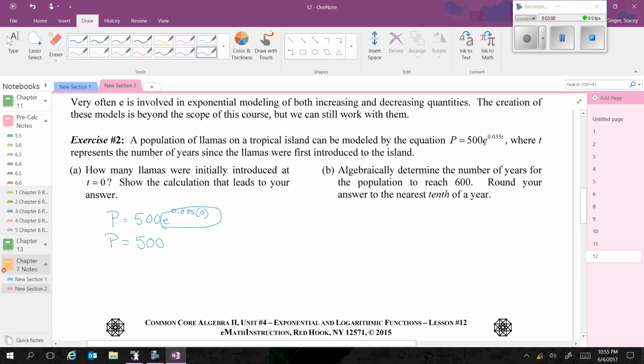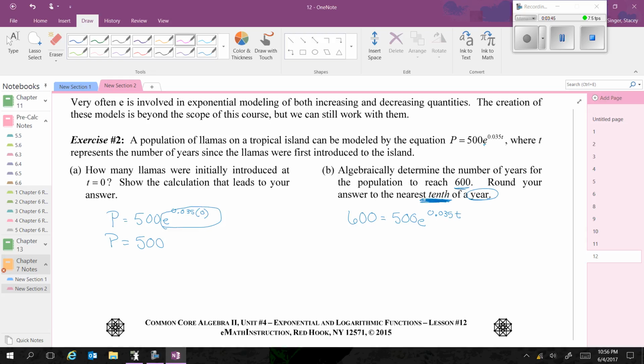Algebraically determine the number of years when the population reaches 600 and round to the nearest tenth. Whenever you're reading a Regents, make sure you're reading it carefully because it will say round to the nearest whatever, and it will be italicized, but you need to read carefully because if you round wrong, you're missing a point. So I want to know when the population reaches 600. So 600 equals 500 times e raised to 0.035 times t. That's what I'm trying to solve for, is years, which is my time, so t.